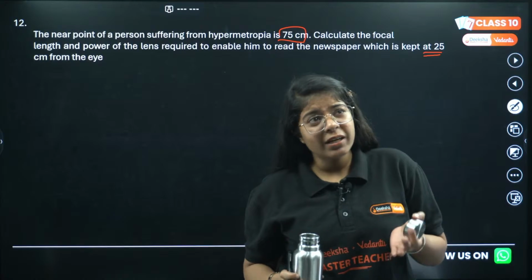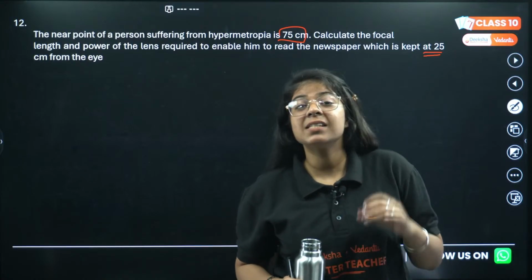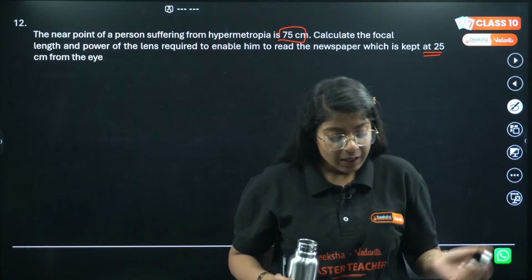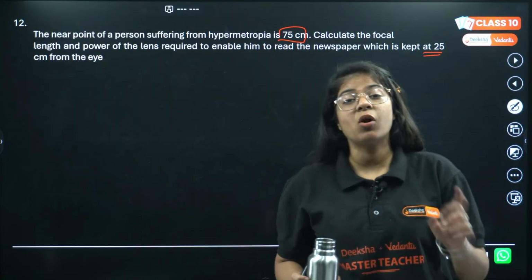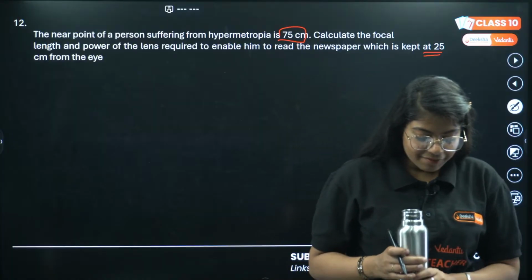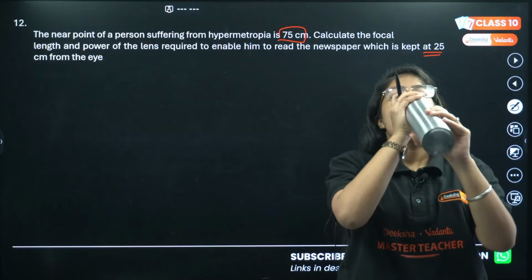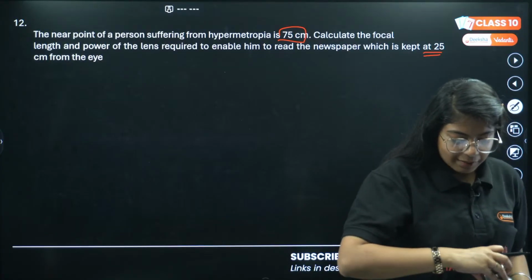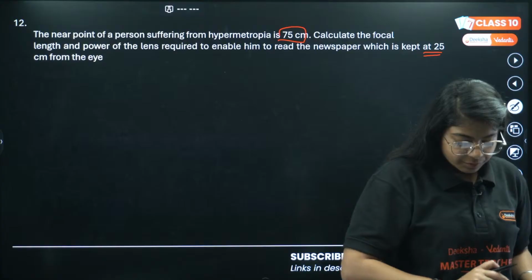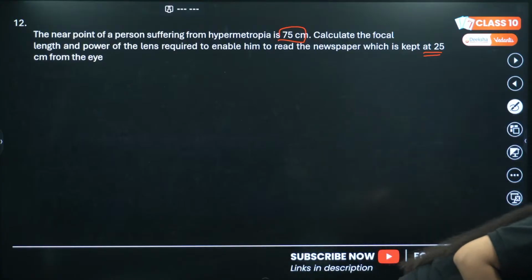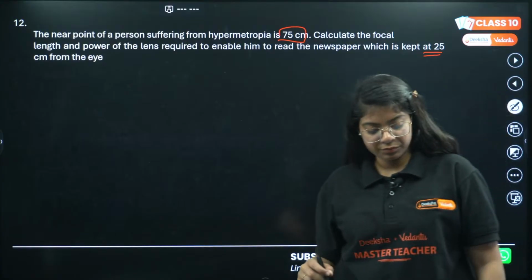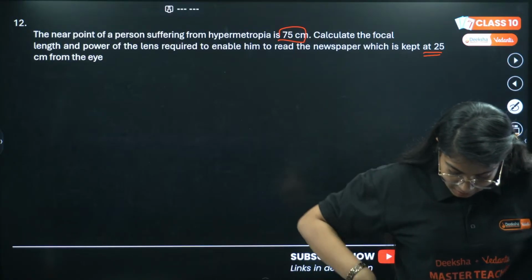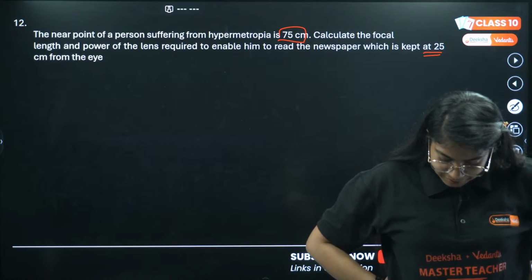Why did I bring three questions of the same type? Because it is repeated. Hence you can see these are repeated, because these are important and because I want you to practice them. These are very, very important. Let me know the answer. The required focal length is 37.5.